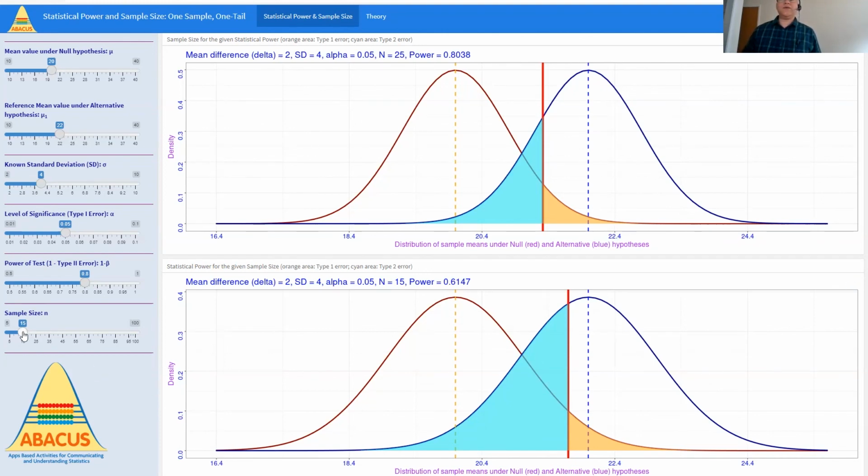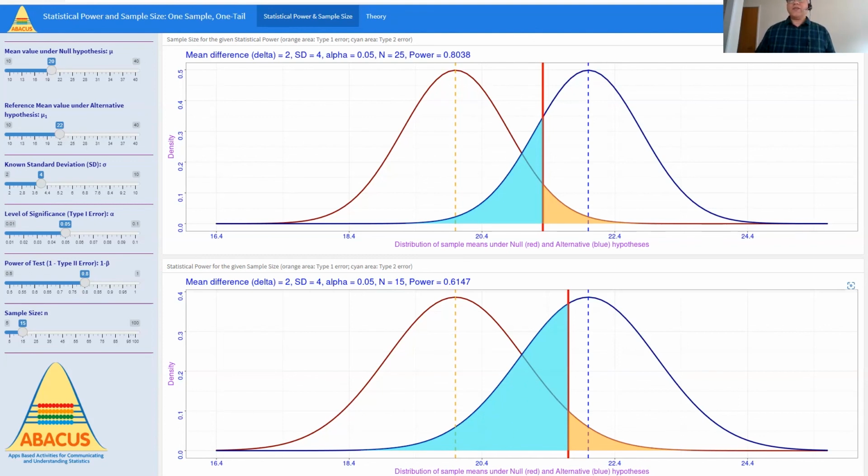So if you have only 15 samples, your statistical power will be 61%. 61% is quite low. So this whole cyan region is almost 40%. The 61% is this, and this is 40%. So as you can see, we have really less power. Almost 40% of this, although it belongs to the alternative hypothesis, we will say we do not have evidence. So we'll commit a type 2 error.